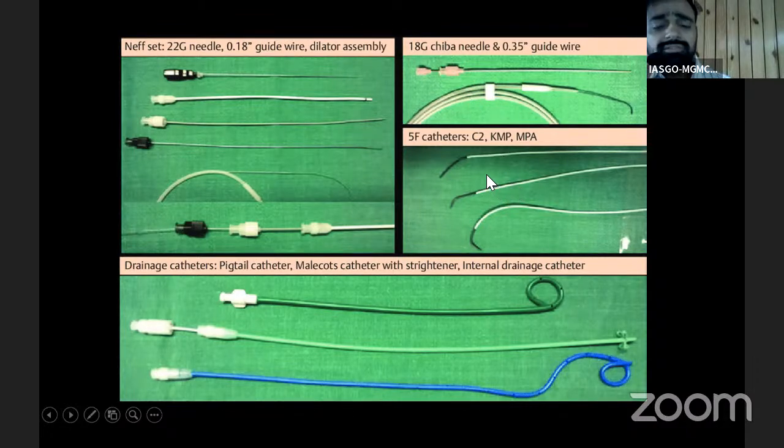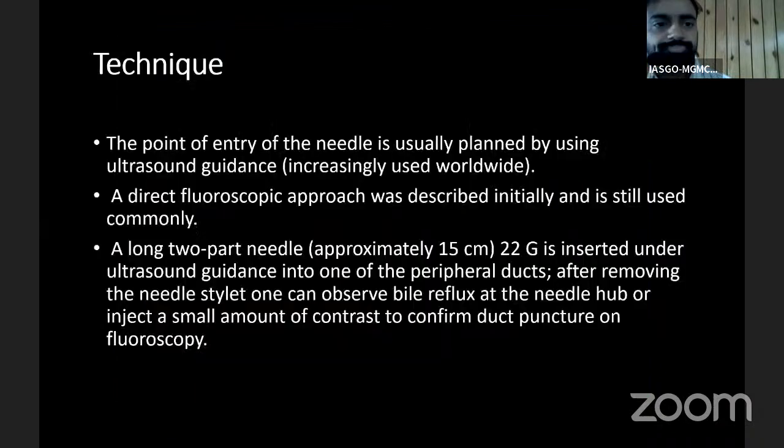And these are the catheters which we use in strictures where we need to cross the strictures. Here you can see this is the C2 catheter, and this is the Cobra and MP catheter. And then of course we use external and internal catheters. This is a small catheter with a pigtail, which we use for external drainage. This is the Malecot catheter, again for external drainage. And this is the internal-external drainage catheter, 45 centimeters long, which we use for internal-external drainage.